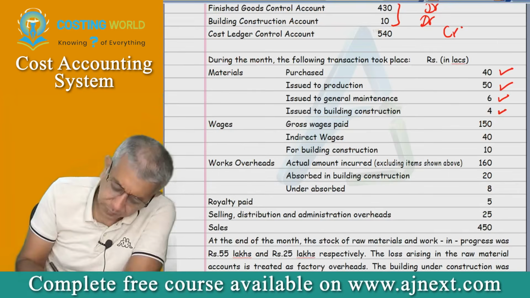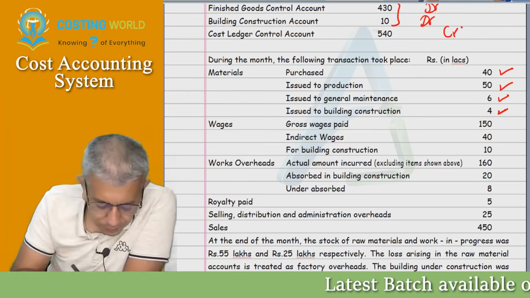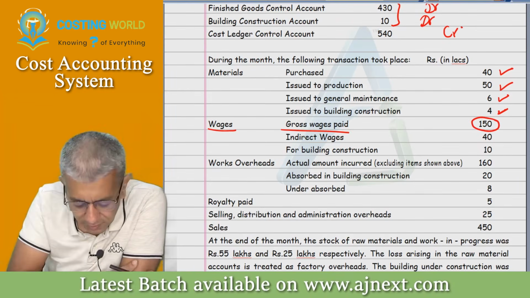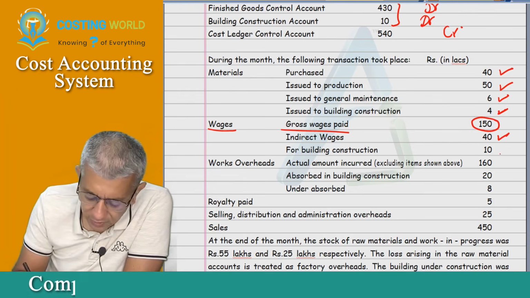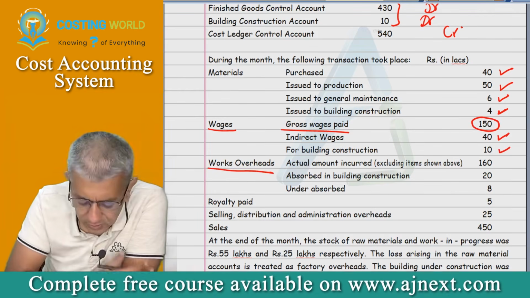Now, issue to building construction. Gross wages paid, gross means total wages paid, 150. Indirect wages and wages for building construction. Works overheads means factory overheads.